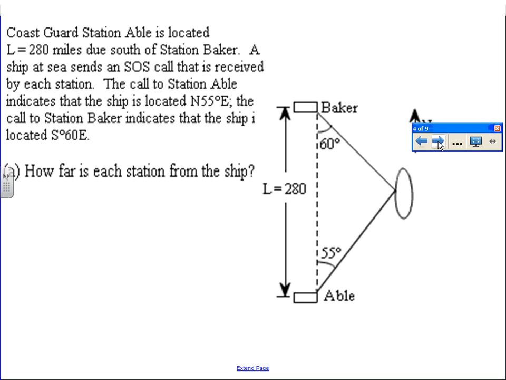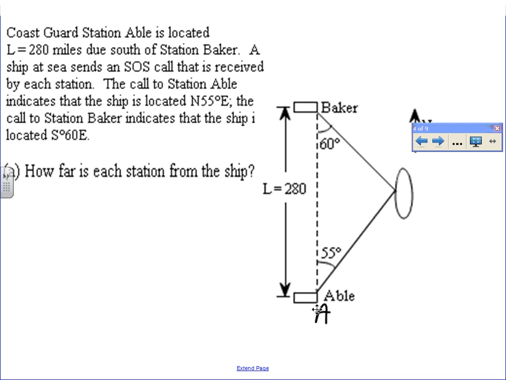Okay. So the first question, this will be a two-part. It says, how far is each station from the ship? So what we're looking for over here is this distance, this one. Okay. So let's do this one.